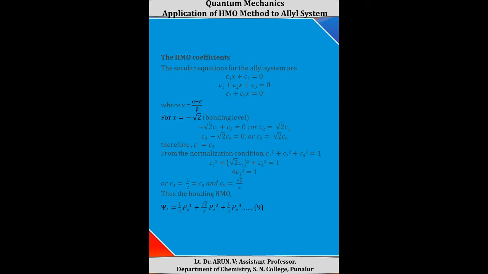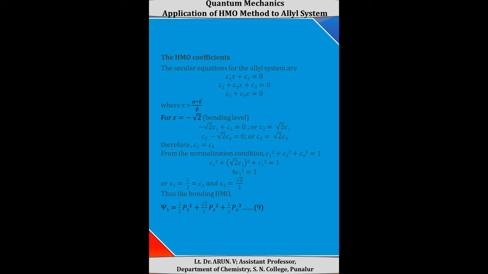That is, by substituting the first equation, root 2 c1 plus c2 is equal to 0, or c2 is equal to root 2 c1. Then the second equation, here c2 is equal to 0, therefore c2 minus root 2 c3, third equation, that is equal to 0, or c2 is equal to root 2 c3. Therefore c1 is equal to c3.